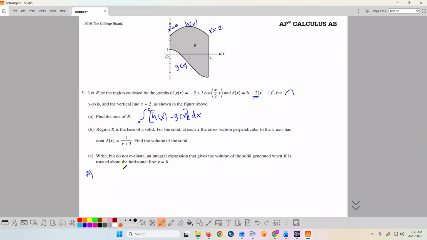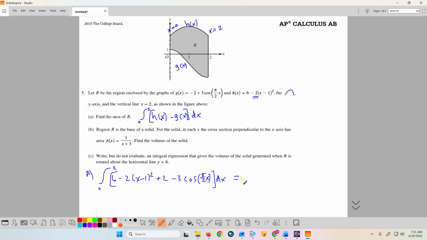I'm going to plug in the functions because I'm going to have to take the antiderivative here. So let's plug everything in. We have 6 minus 2 times x minus 1 squared, right? That's our h of x, minus our g of x. I'm going to distribute a negative to everything. So negative with -2 makes a +2. Negative with this cosine term makes a -3 cosine of pi over 2x, right? All of that has that variable of integration of dx.